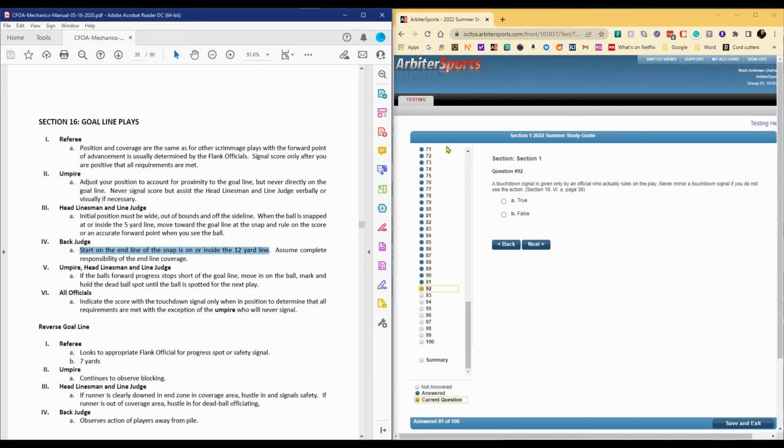Question 92. A touchdown signal is given only by an official who actually rules on the play. Never mirror a touchdown signal if you do not see the action. Truer words were never spoken, especially if it's obvious. If a receiver catches the ball and goes into the line judge's side of the end zone, let the line judge rule touchdown, or the back judge, depending on who's got the goal line. But don't mirror a call, and especially if you don't know.